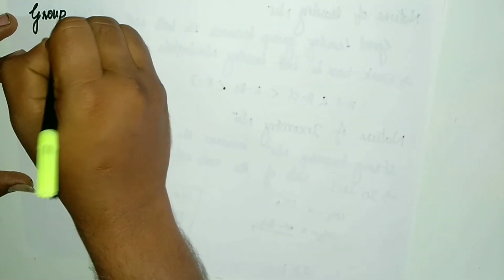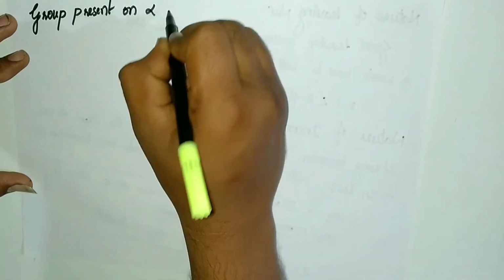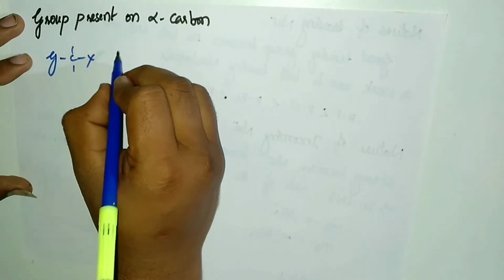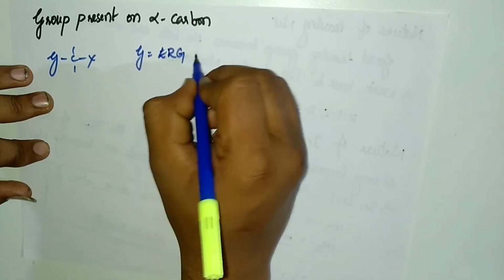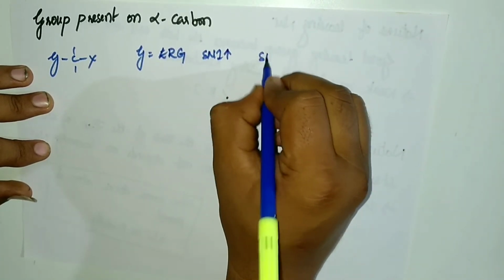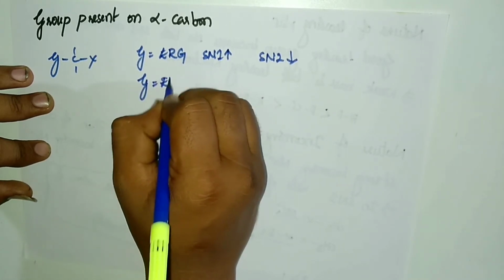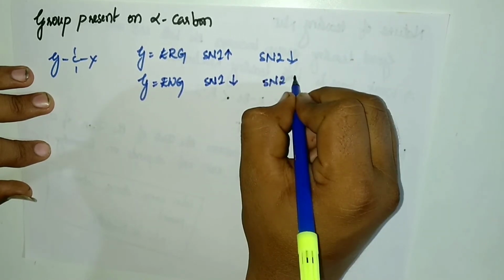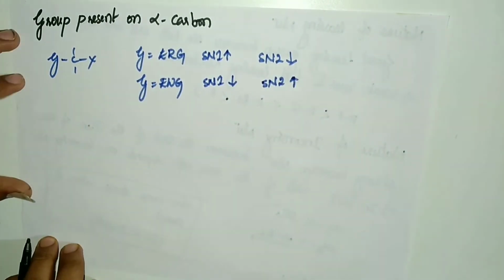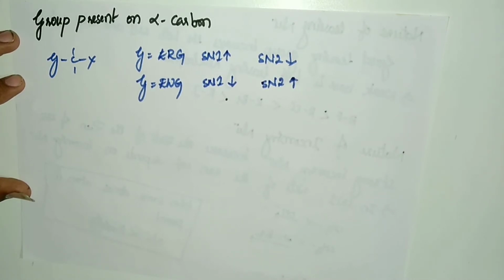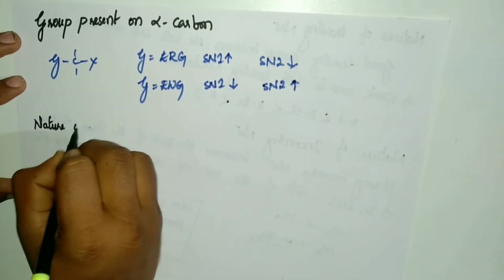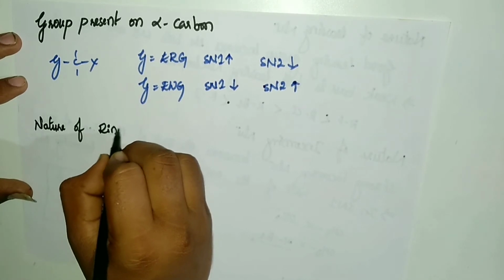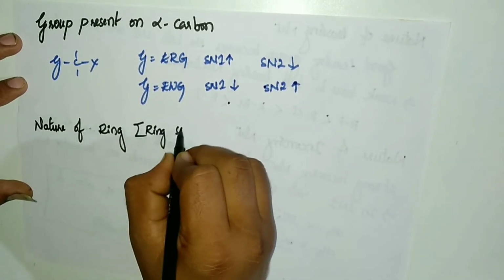And now the group present on alpha carbon. The group present on alpha carbon also affects the SN1 and SN2 reactions. Here G means the group. If it is an electron releasing group, the SN1 reaction rate increases and the SN2 rate decreases. If it is an electron withdrawing group, the SN1 rate decreases and the SN2 rate increases. Electron releasing group means the groups which release electrons towards a carbon atom. Electron withdrawing group means which withdraws electrons from the carbon atom.